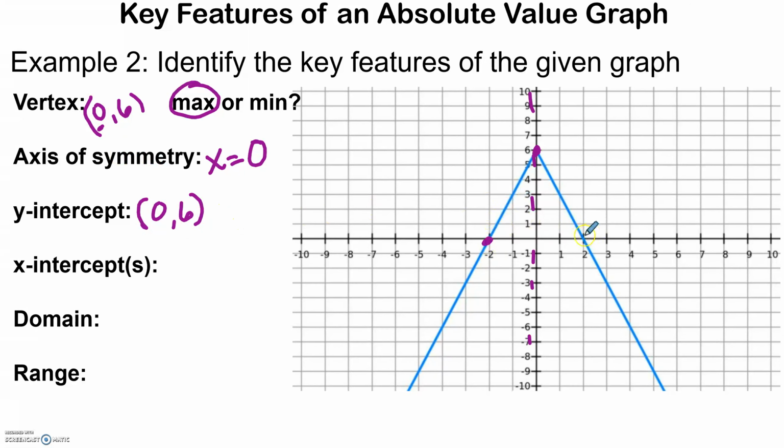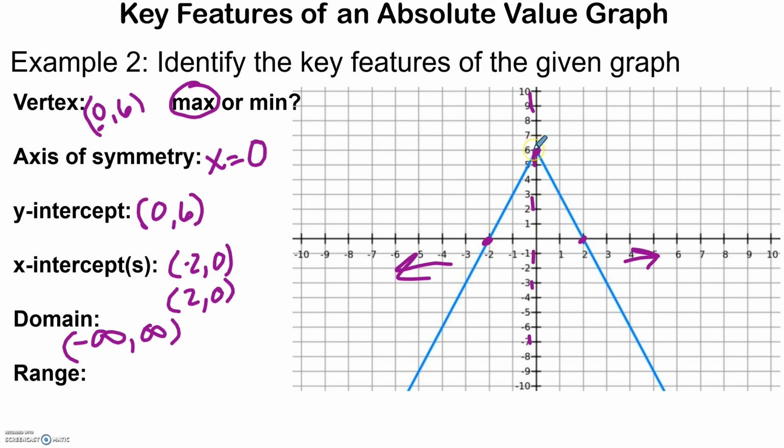We have 2 separate x-intercepts, so we are going to have the point -2, 0, and we're going to have the point 2, 0. Our domain, we go forever left, forever right, so we're at -infinity to infinity. Our range, since this is a maximum value, means we're going to start from the bottom, which goes all the way down to -infinity with a parenthesis, and the ceiling is at 6 with a bracket.